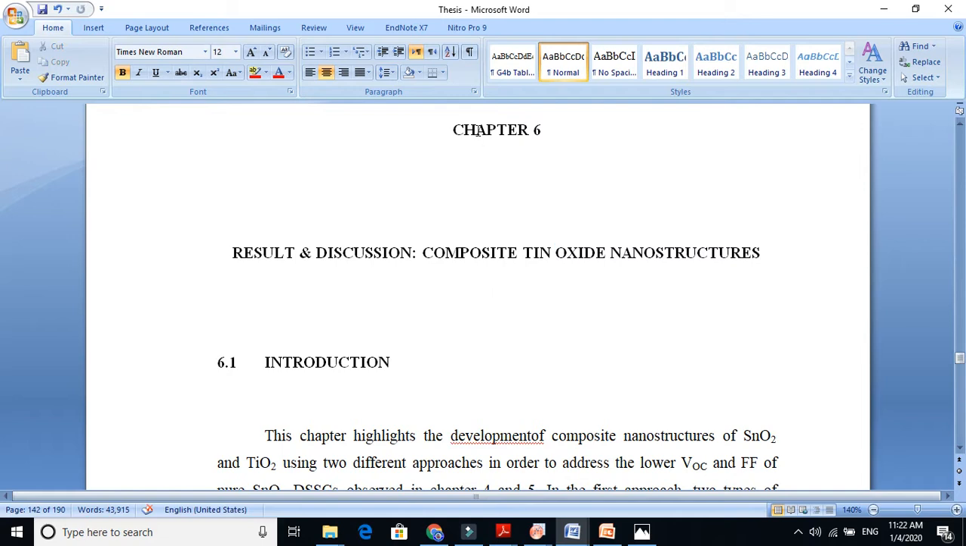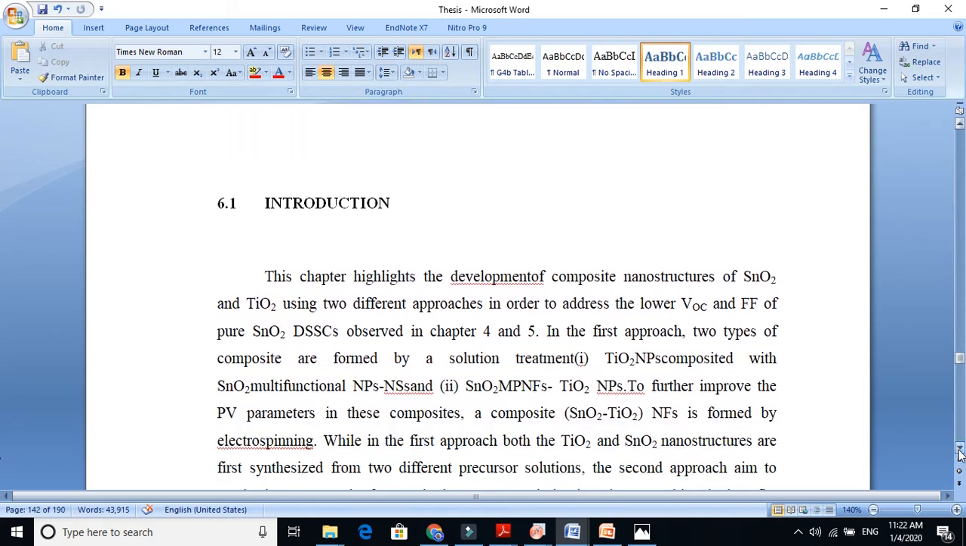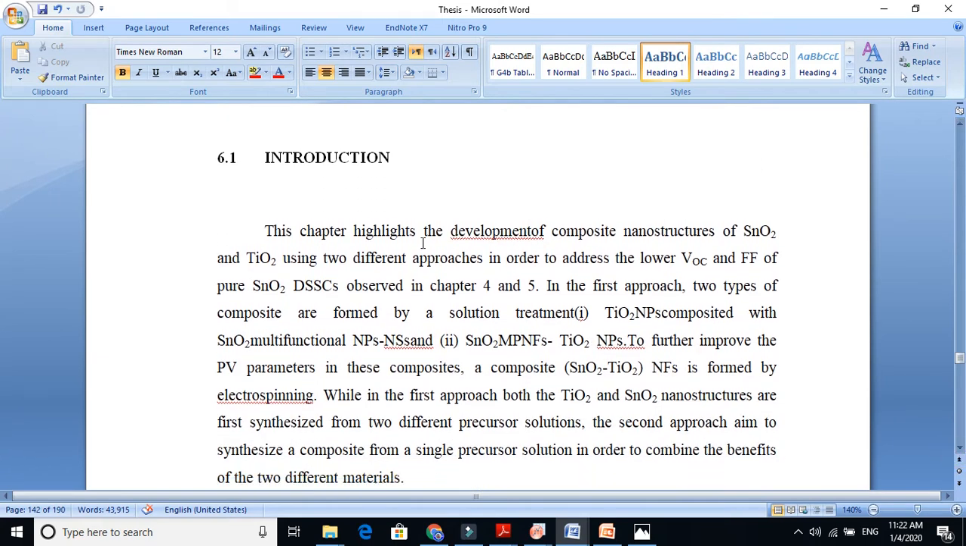Okay, so this is now my sixth chapter, and this is the result discussion on composite. A composite means when you make two different things together, that is called a composite. So this chapter also has an introduction, and this is a little bit lengthier, because we have to tell some story about why we need composite. This chapter highlights the development of composite nanostructure of tin oxide and titania using two different approaches in order to address the lower VOC and fill factor of pure SnO2 dye-sensitized solar cell observed in chapter 4 and 5. You see, it's a very nice sentence.